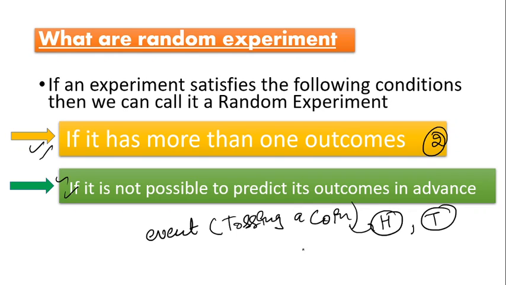So tossing a coin, tossing a dice, and getting a card from a well shuffled deck of playing cards are also random experiments. All these experiments whose outcomes can never be predicted and which have more than one outcome are known as random experiments.